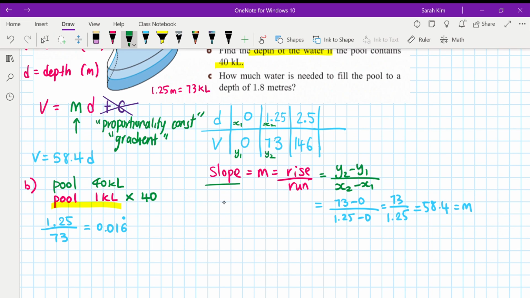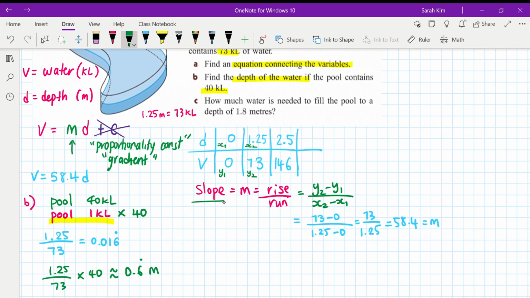So I'm just going to go 1.25 divided by 73 times 40, which will probably get us another approximate answer. Hopefully you're all following, but you just have to follow the thought process. I know sometimes having a decimal or fraction doesn't make sense, but just follow the process, because at the end, all the numbers end up being the same. So it becomes 0.6 recurring, but approximately 0.7. So that is the depth of the water. You give it a unit, meters, when it is 40 kiloliters.